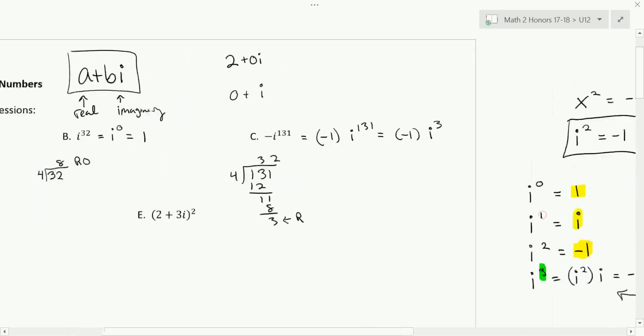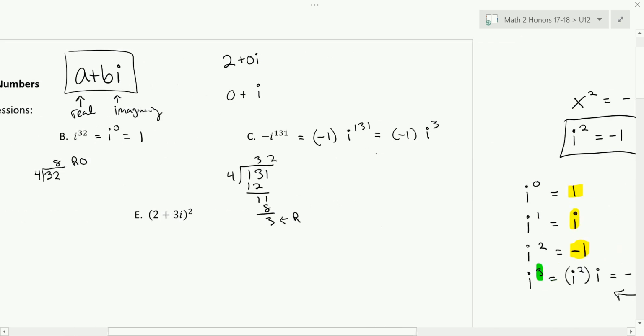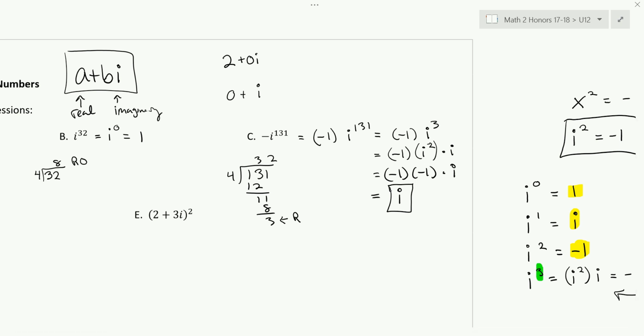So if you just remember that i squared is negative 1, you can break this up. So I already have a negative 1. And then I got i squared times i. And i squared is negative 1. So negative 1 times negative 1 times i is going to be what? Just 1 i. Okay? Kind of weird, I know. We're not used to working with it.